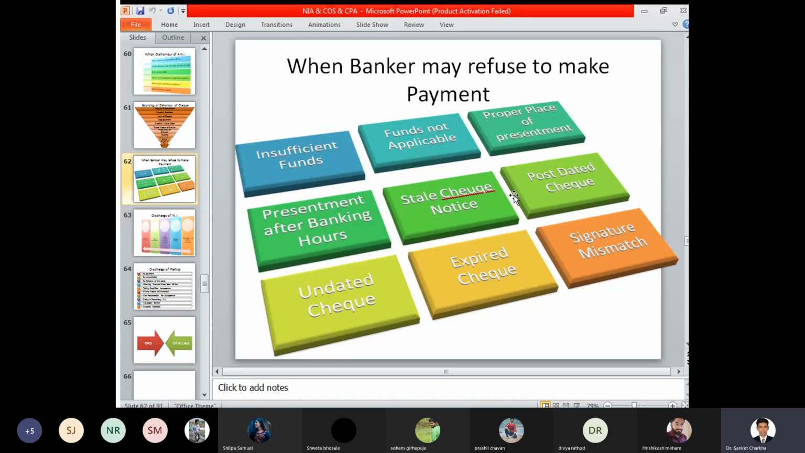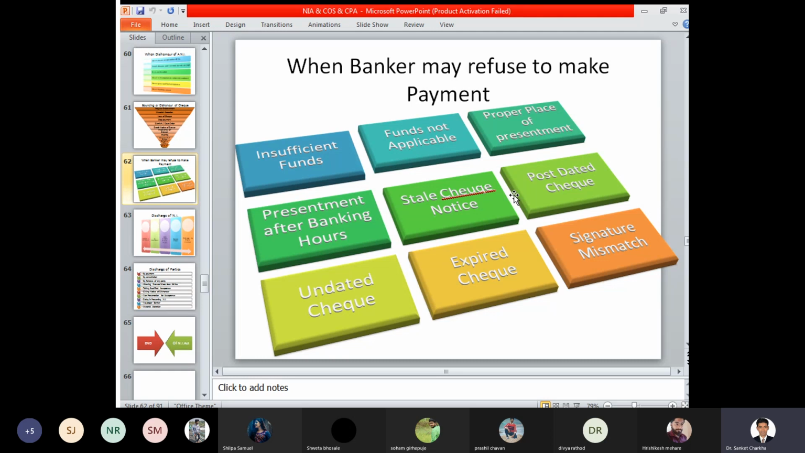Undated check. So if a particular check is not dated properly, if all the details have not been mentioned very properly, then also the bank will refuse to make a certain payment. And lastly, expired check. That is, if a check becomes expired. So if the check has been prepared as on today, that is 12th of March, when will it get expired? It will get expired on 12th of April, May, and June.